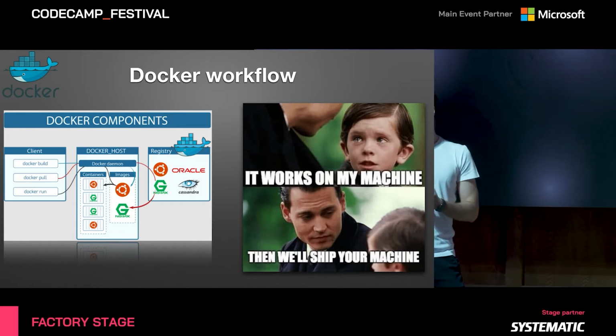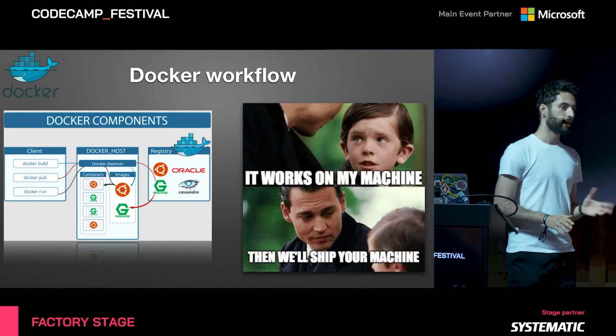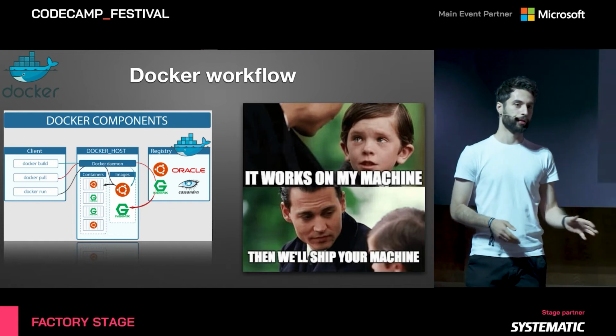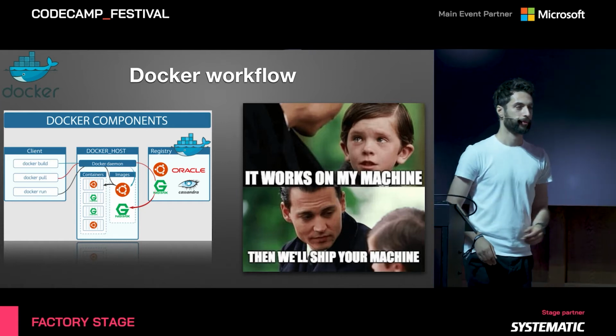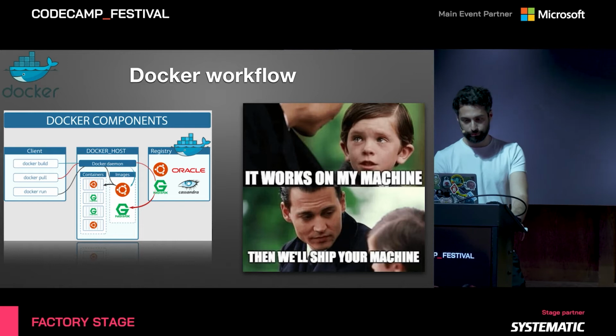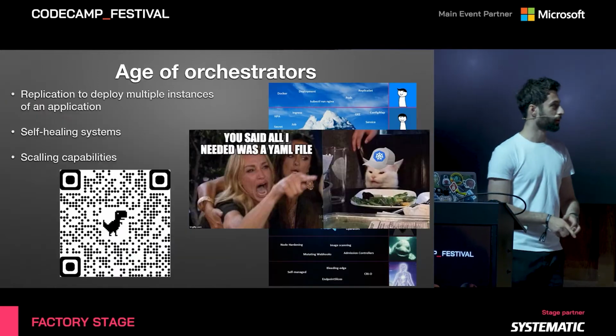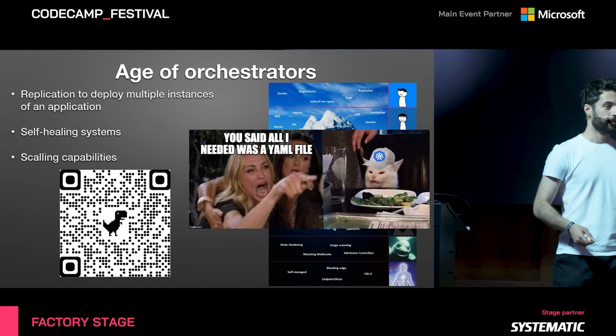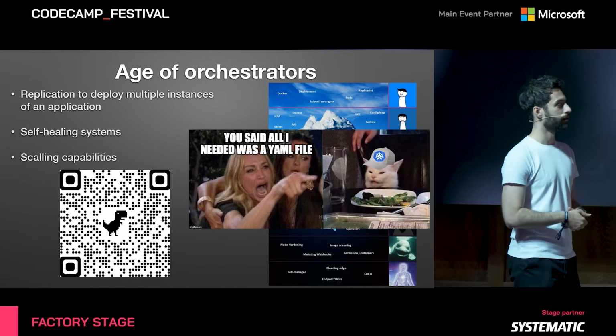And the famous thing, it works on my machine. It doesn't matter anymore because we're going to ship your machine. We're going to put it in a Dockerfile maybe, and that's it. There's no problem. So we had containers. That was nice, but it wasn't enough. And orchestrators came on the scene.